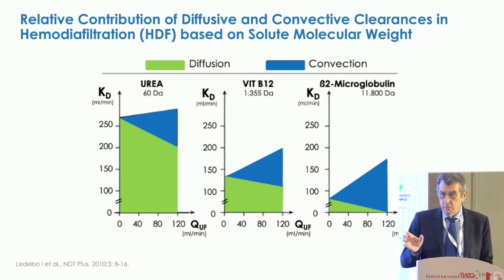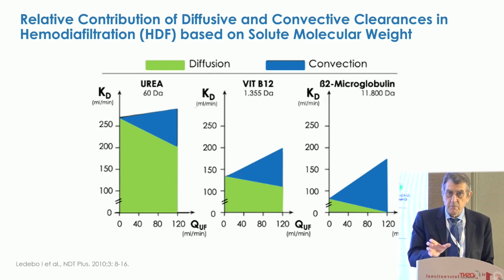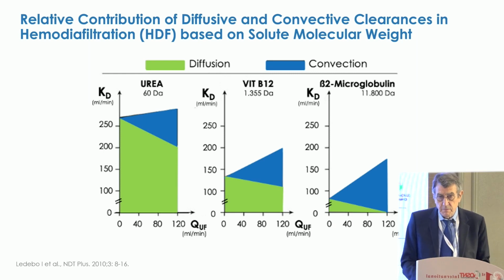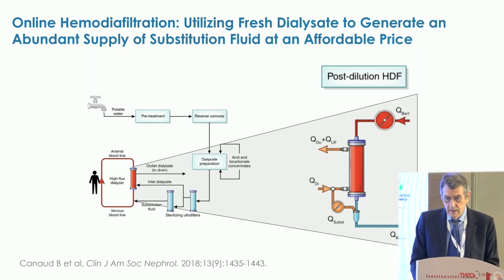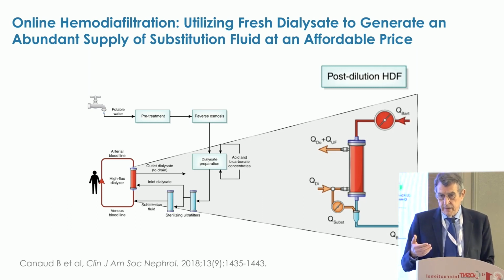So a small increase of small molecular weight substances, a better increase of the middle molecular substances, and a tremendous increase of the larger middle, I would say, beta-2M clearances. So the target is to remove something which is not removed by the traditional approach. To do that, you have a technique which is now called online hemodiafiltration. Why online? Because this is a way to optimize the convective dose.